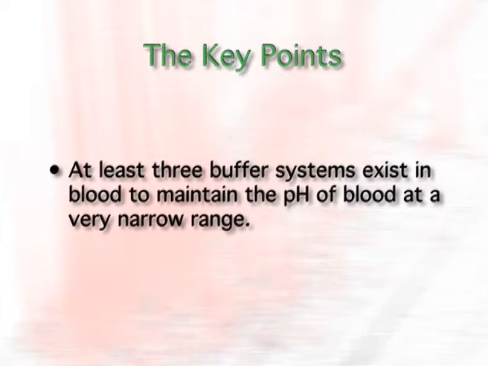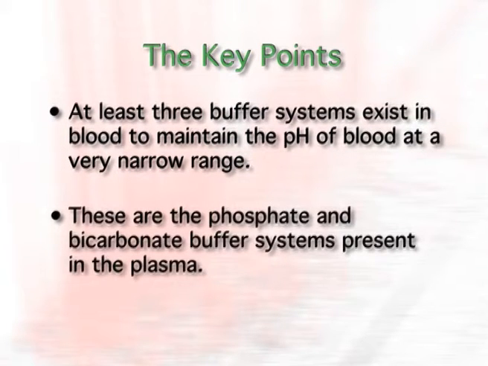At least 3 buffer systems exist in blood to maintain the pH of blood at a very narrow range. These are the phosphate and the bicarbonate buffer system present in the plasma, and the third one is the plasma protein, through the free carboxyl group and the amino group present on the side chains of the constituent amino acids.